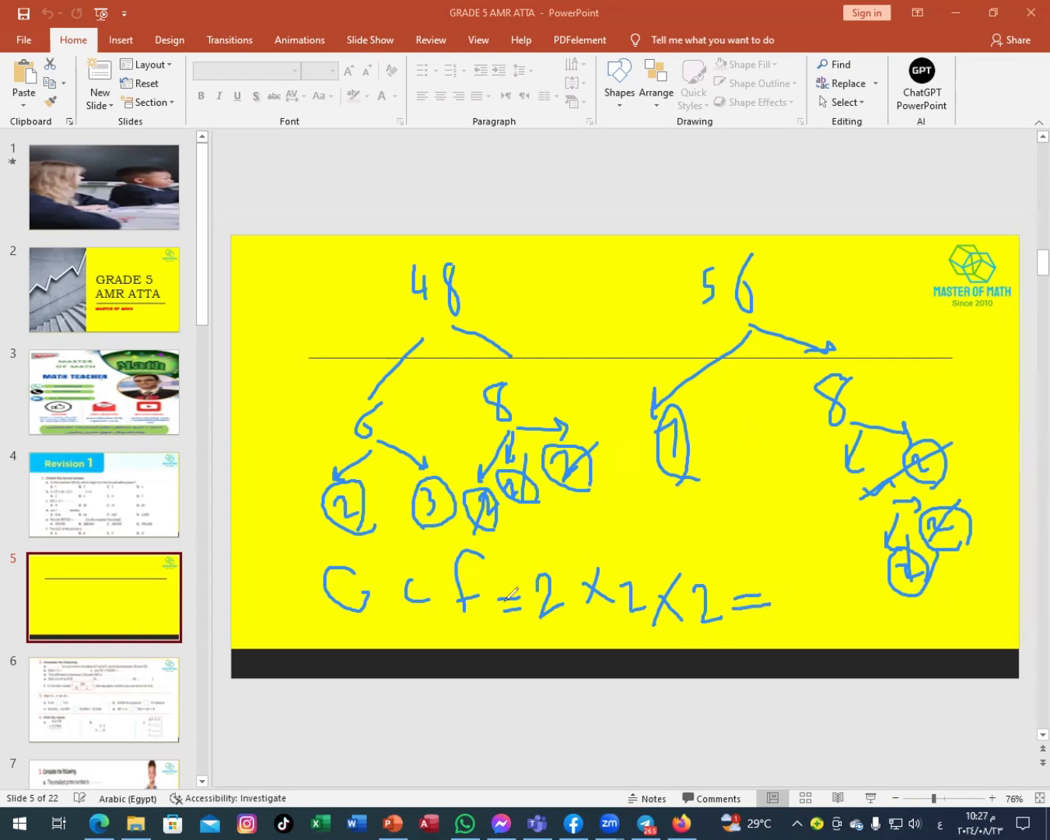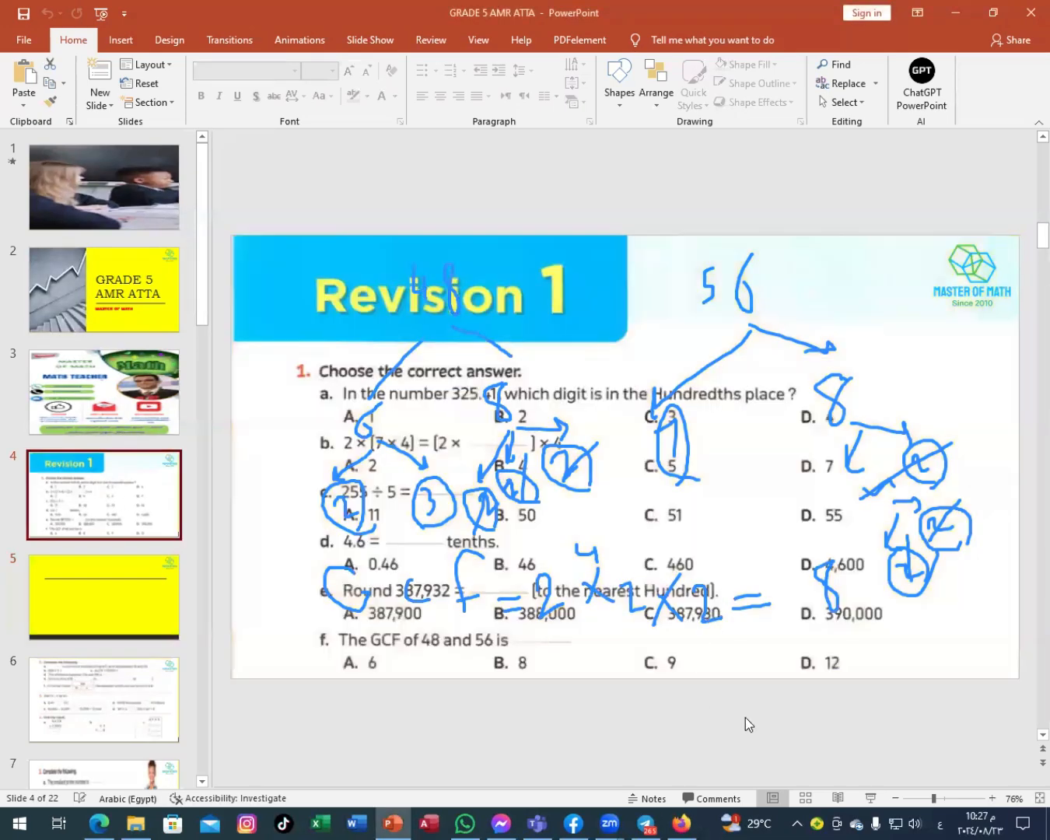So these are the common factors between these numbers, and we have to multiply all these numbers. 2 times 2 equals 4, and 4 times 2 equals 8. So the greatest common factor is 8. Okay? Eight.